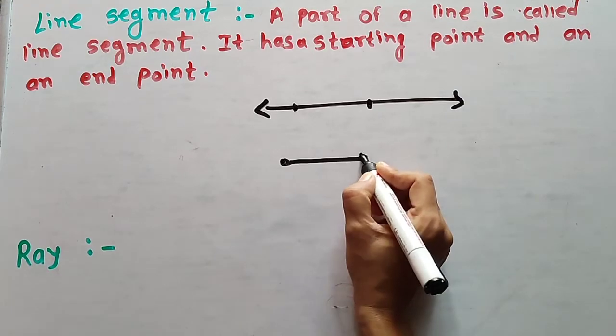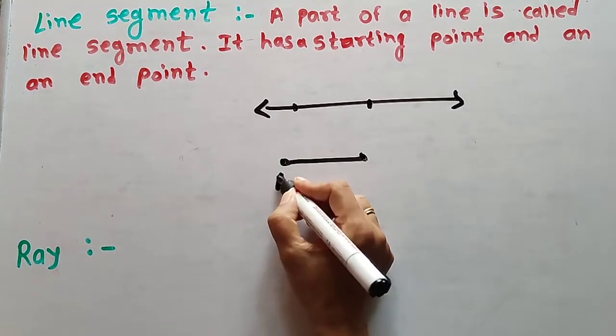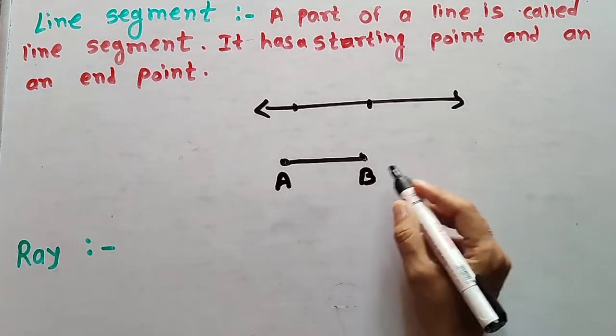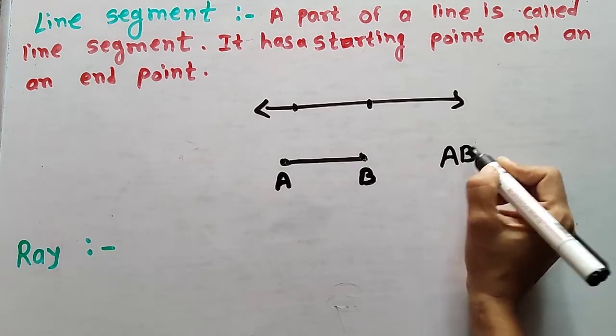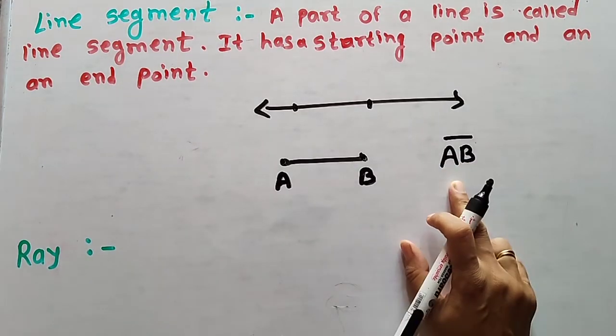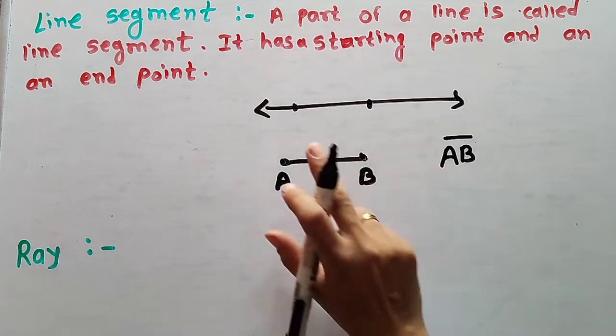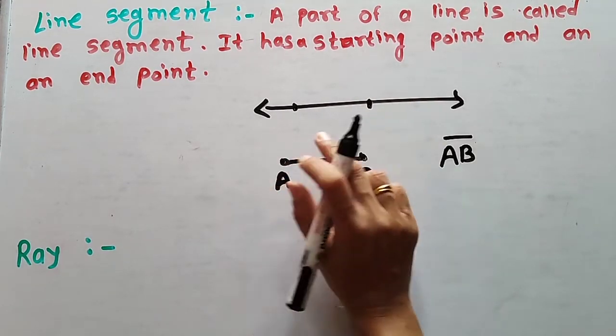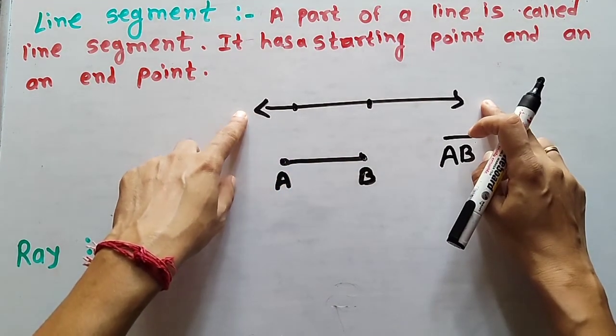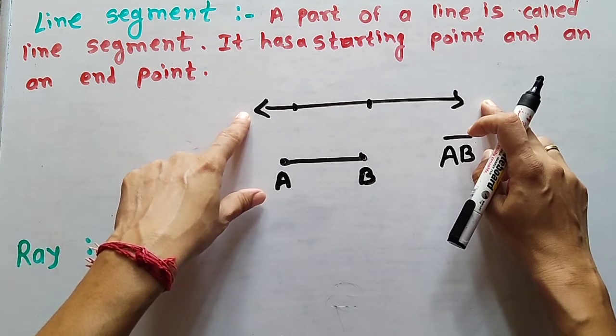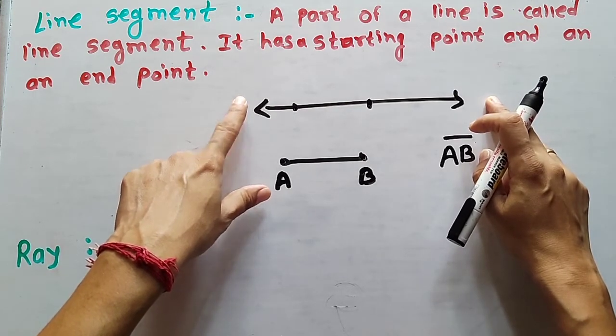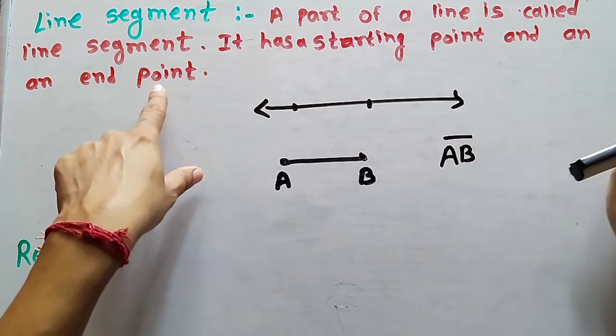See, this is the starting point and this is the end point. So how to write the name? This is a line segment. So line segment AB. What is the difference between a line and a line segment? Here a line has no starting point and no end point. It goes endlessly in both directions.